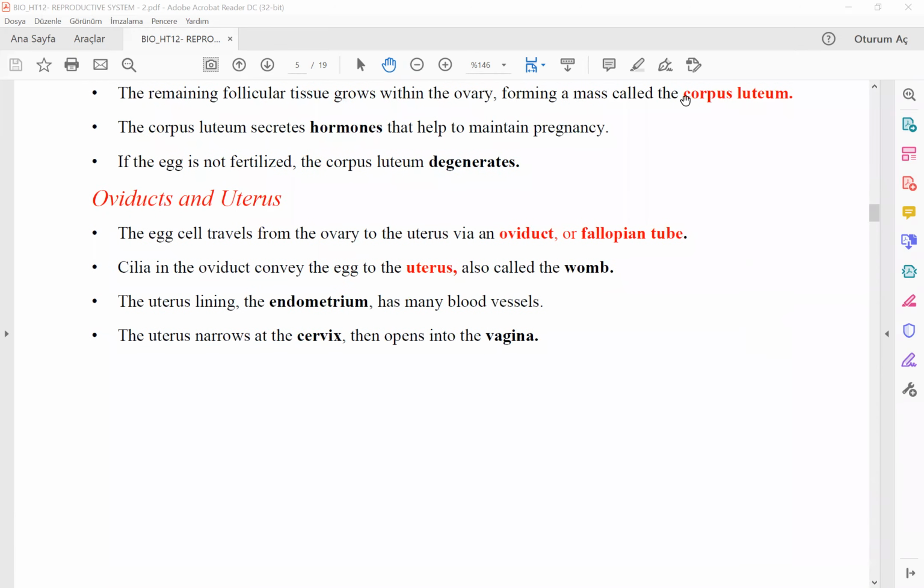Let me explain this part of the reproductive anatomy, the oviduct and uterus. The egg cell travels from the ovary to the uterus via the oviduct. Another name for the oviduct is fallopian tube. There are some cilia in this oviduct, ciliated epithelium cells actually. They convey the egg to the uterus. Also the uterus, we can call it womb. The inner lining of the uterus is called endometrium, and it has many blood vessels. The uterus narrows at the cervix, then opens to the vagina.